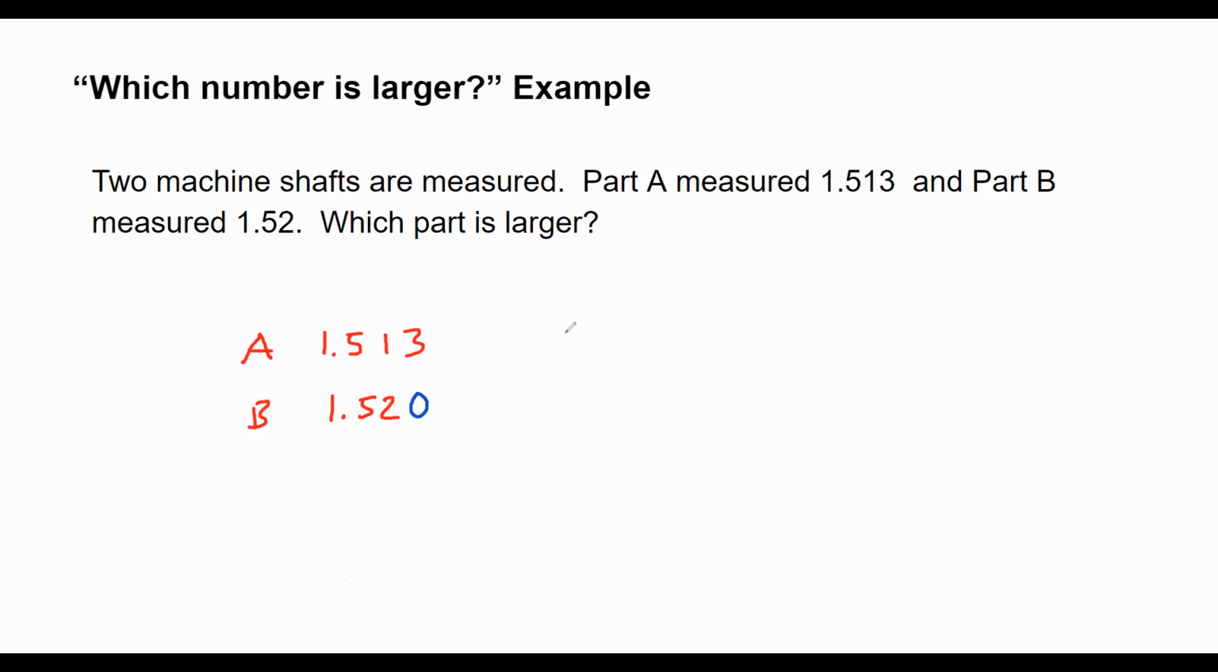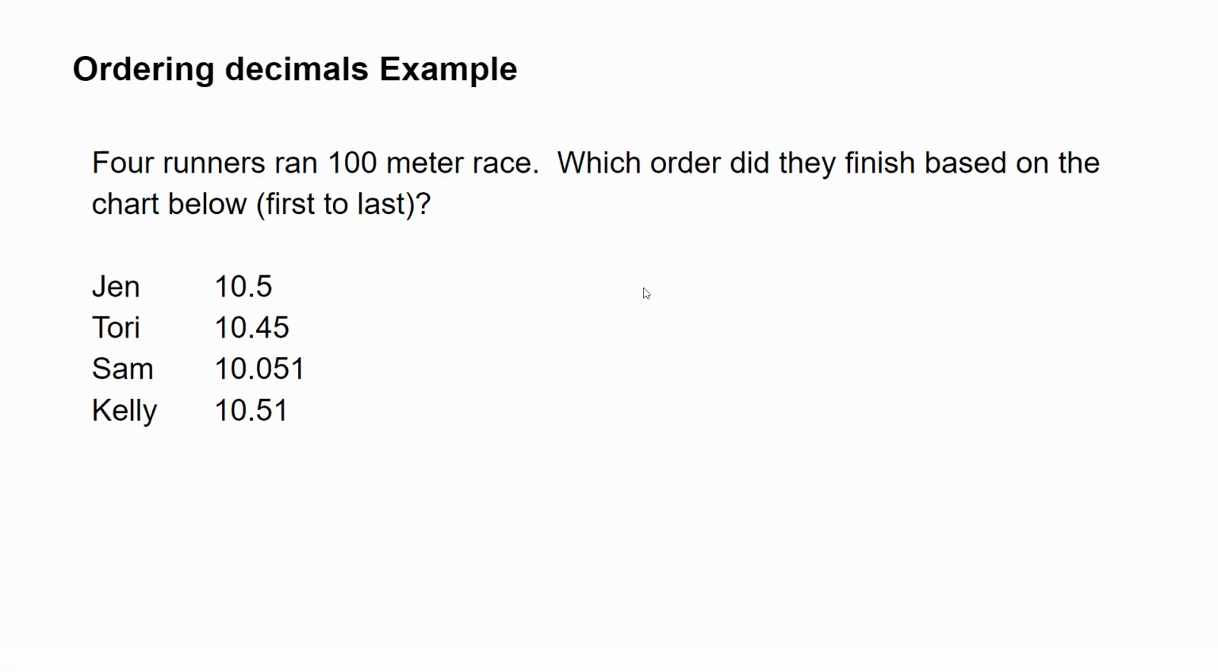Now we are comparing. We could think of it this way, 1,513 with 1,520. And it becomes very clear that 1520 is larger than 1513. So this is our answer. That is the larger part. Same technique, but just doing it to compare two numbers.